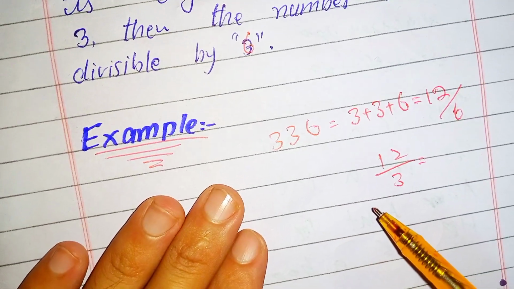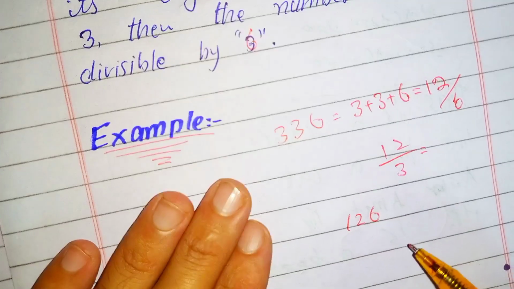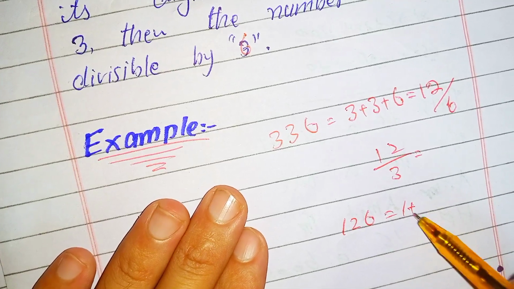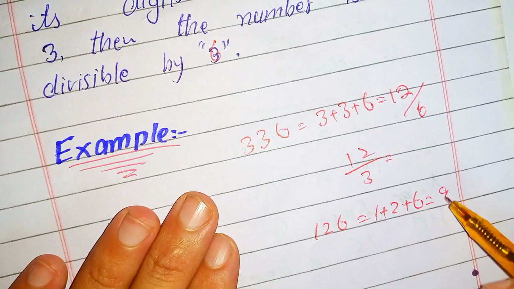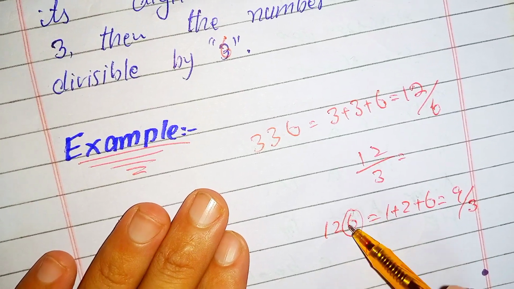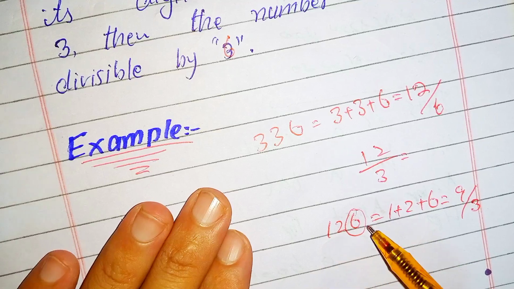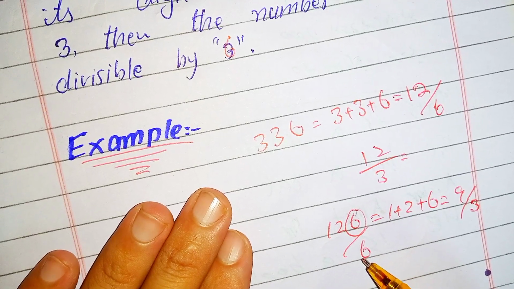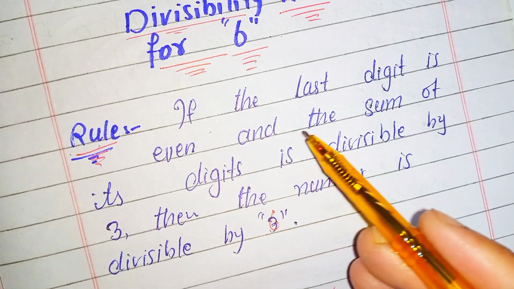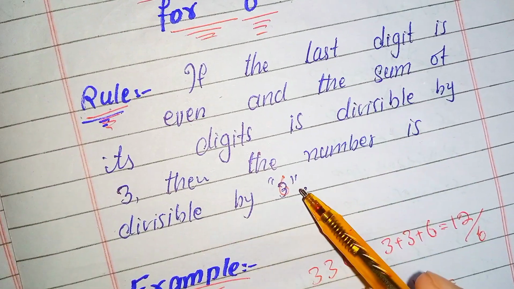Let's see another example, 126, right? Here we see that 126 is equal to 1 plus 2 plus 6, which is equal to 9, and 9 is divisible by 3, and the last digit of 126 is even. So we may say that 126 is divisible by 6, right? So if the last digit of a number is even and the sum of its digits is divisible by 3, then the number will be divisible by 6, right?